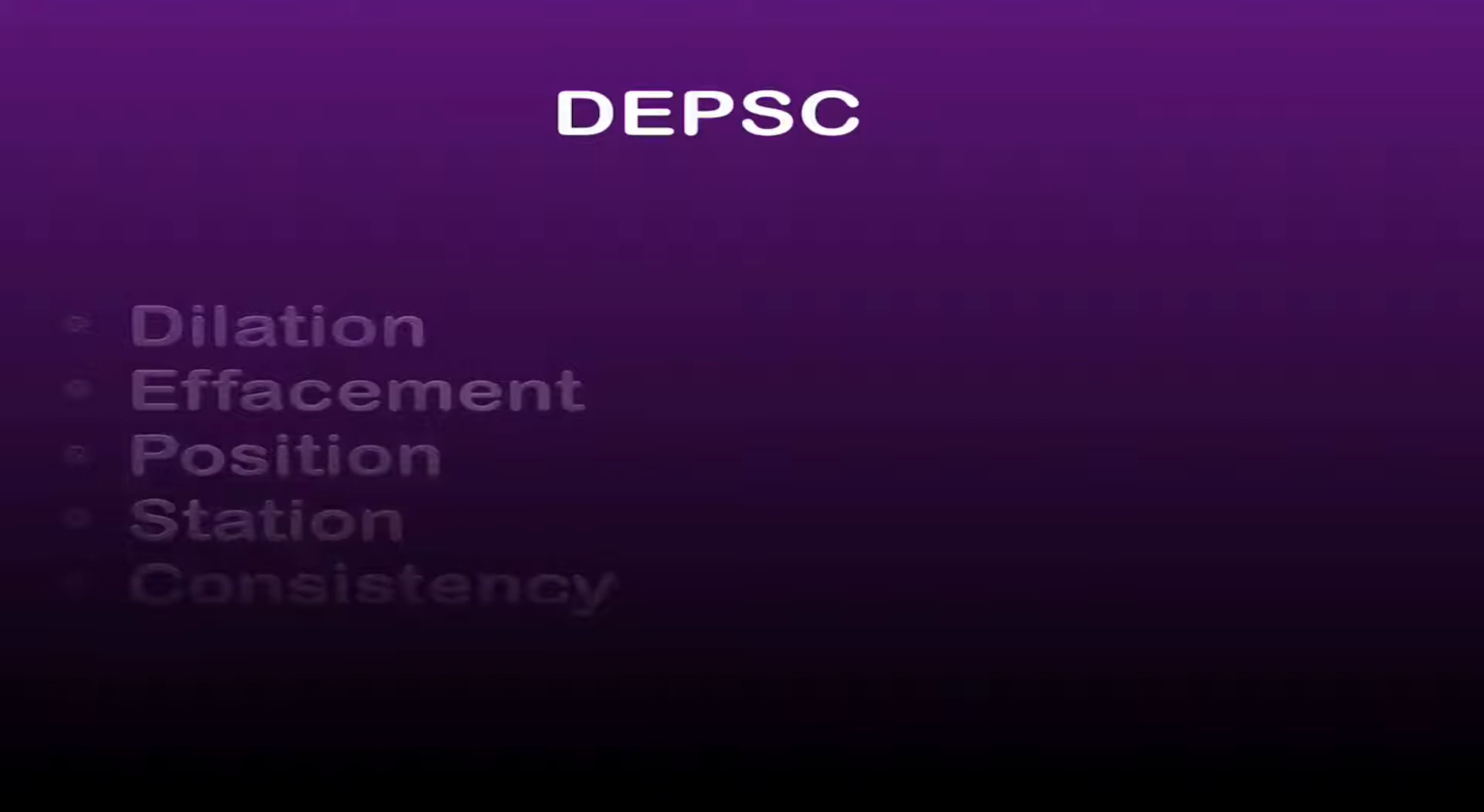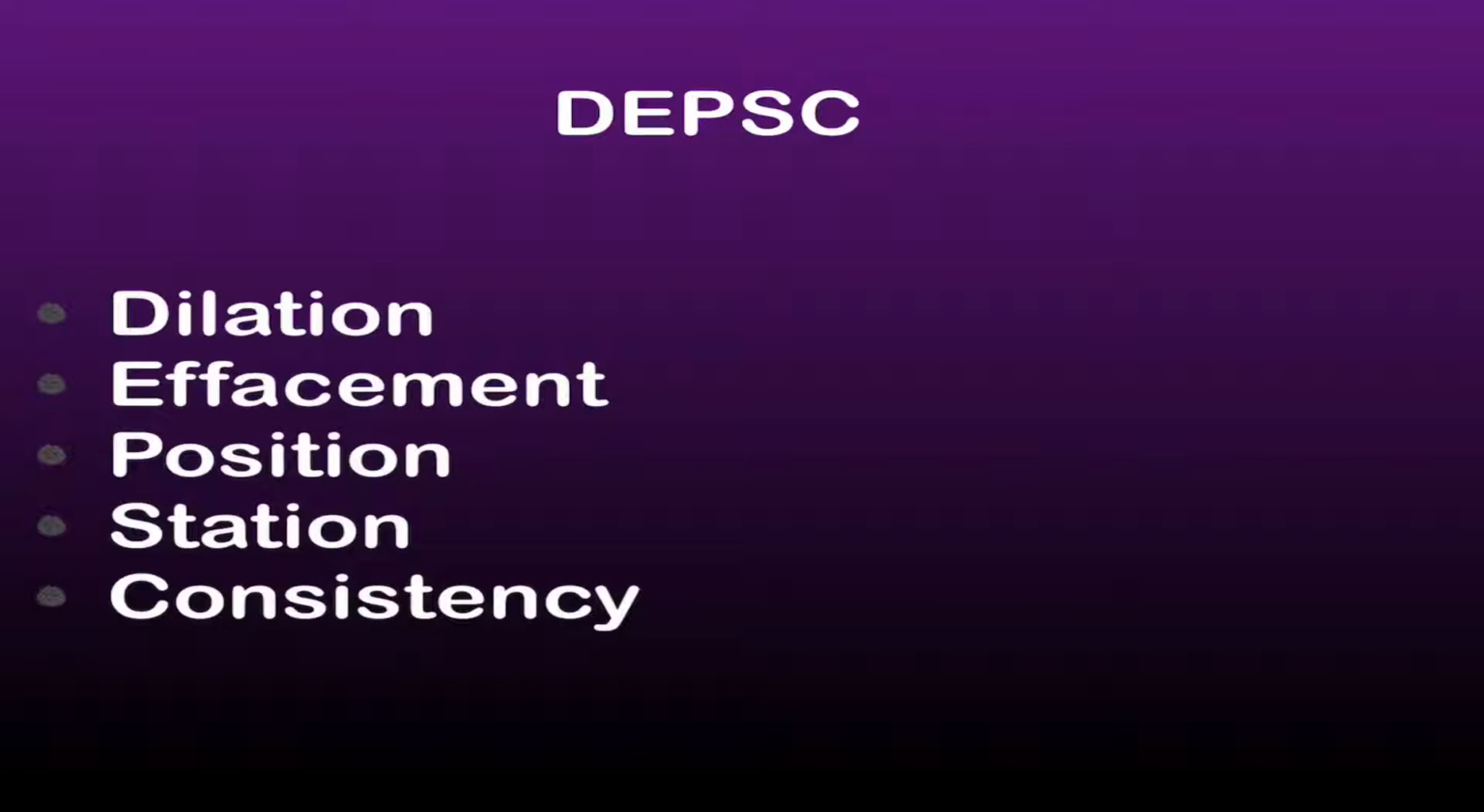DEBCC. This is the mnemonic you need to put in your mind to be able to remember the Bishop score components. D for dilation of the cervix, E for effacement, B for the position, C for the station, and C for consistency. These are the 5 components of Bishop score. You must put this in your mind and not forget it in any manner.